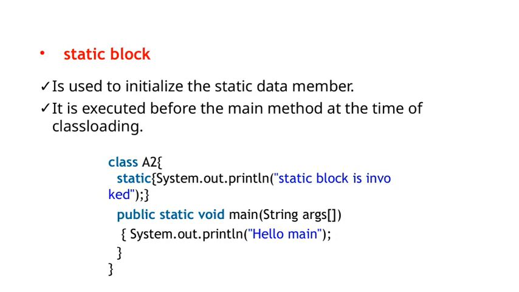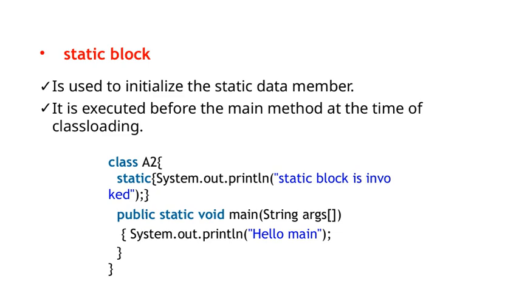All right, let's take a closer look at this slide. Here we see the static block, which is used to initialize static data members in a class. Think of it as a setup step that prepares the class before anything else happens. Now, an important point to remember is that this static block runs automatically before the main method, and it does so at the time of class loading.